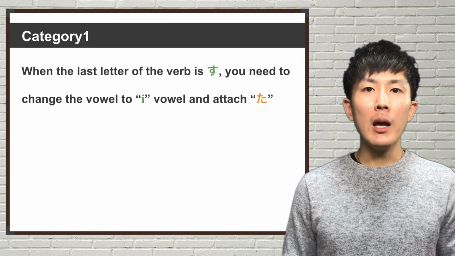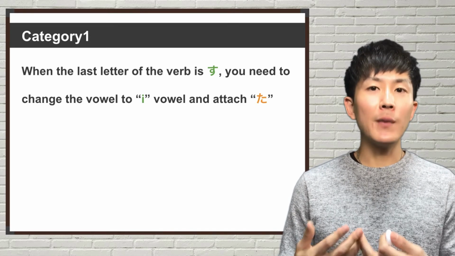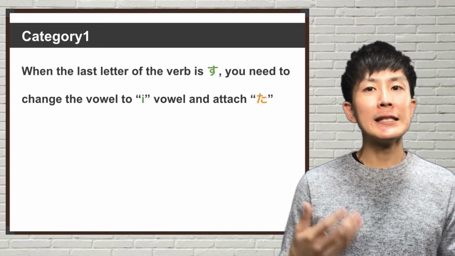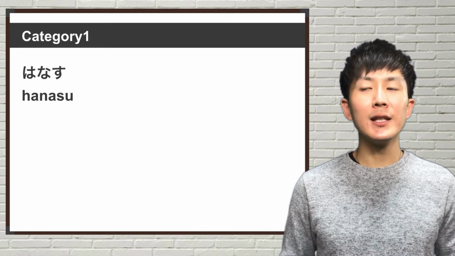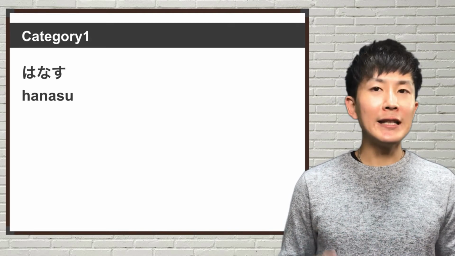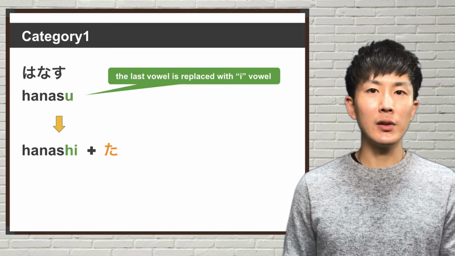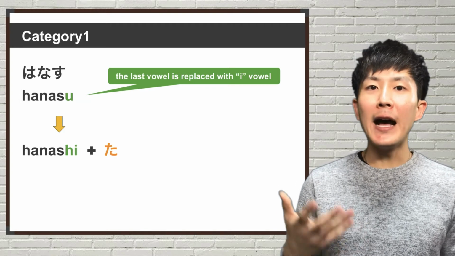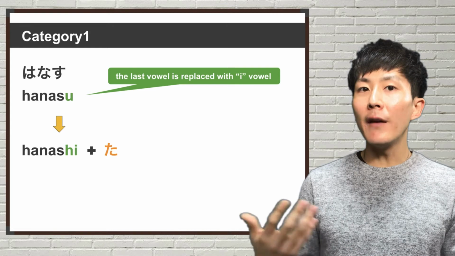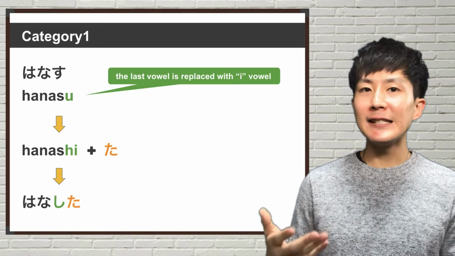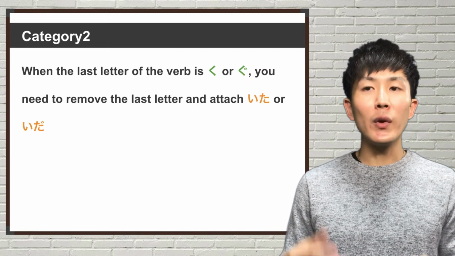Category 1. When the last letter of the verb is す, you need to change the last vowel to I vowel and attach た. For example, 話す, which means speak. The last letter is す, so you need to change the last vowel to I vowel, so it becomes 話し. After that, you need to attach た to the verb. So, 話した. I spoke it.